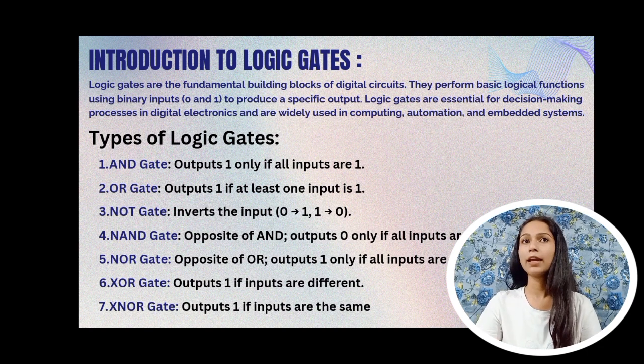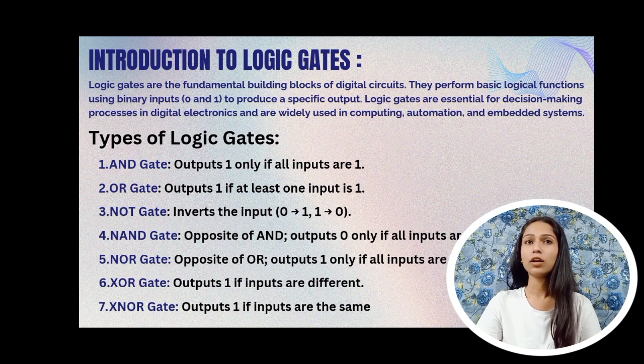Firstly, we have the AND gate. The output of an AND gate is 1 only when all inputs of the AND gate are at logic 1. It is also known as the all or nothing gate. Then we have the OR gate. The output of an OR gate is 1 when any of the inputs of the OR gate is at logic 1. It is also known as the any or all gate.